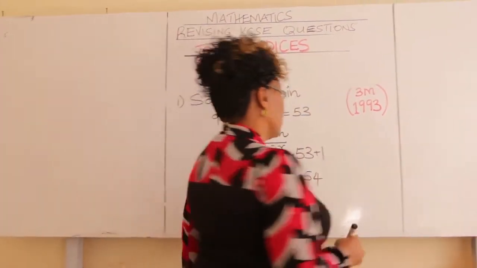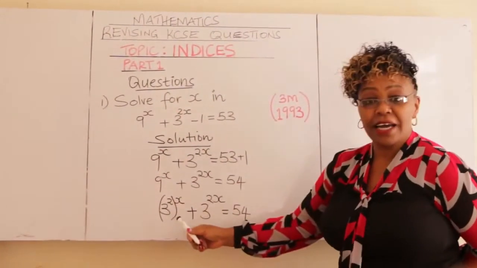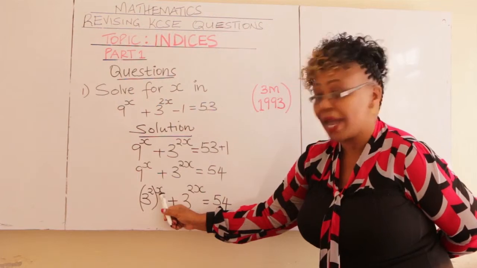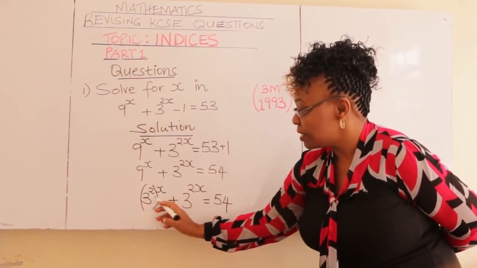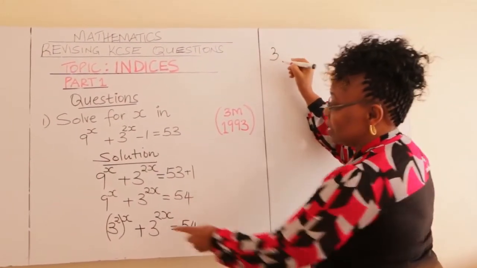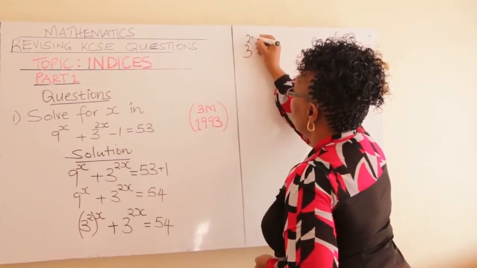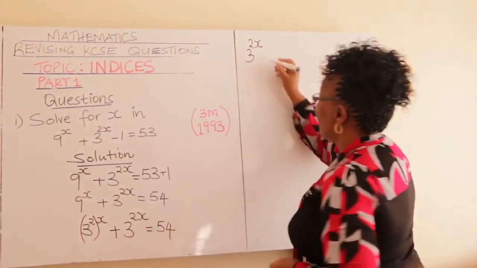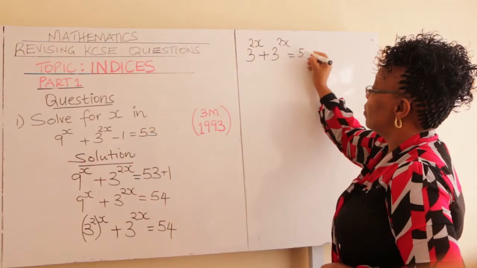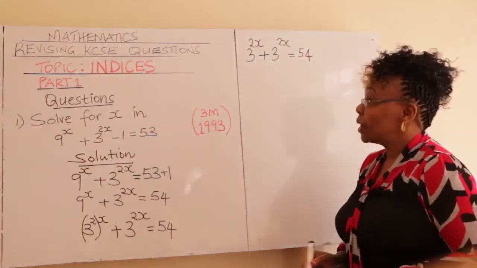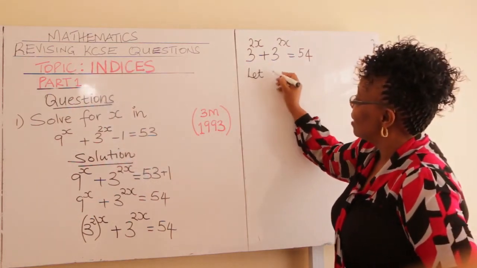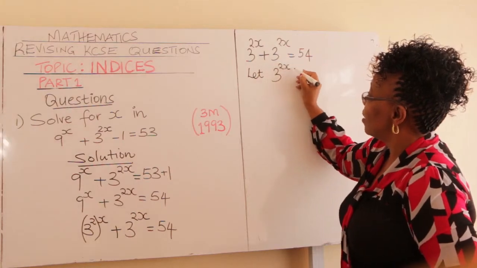From there, learner, we have reminded ourselves about the laws of indices. 3 raised to 2, then raised to x is what? Here you multiply the powers according to the laws of indices. So you write 3 raised to 2 times x, 2x, plus 3 raised to 2x is equal to 54. Look at these two terms, they are the same. So you come and say, let 3 raised to 2x be y.